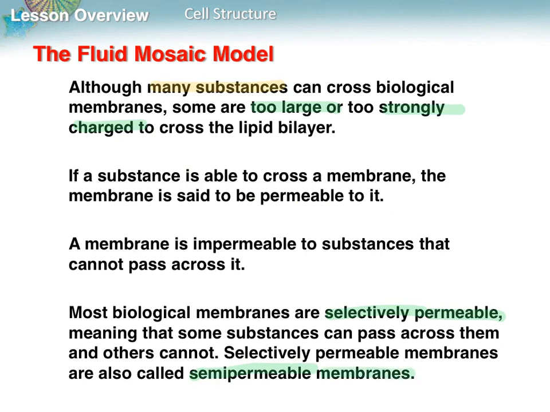So for a cell membrane, we want to remember that it has a fluid mosaic model. That's its structure, and it is semi or selectively permeable, meaning some things can go across it and some things cannot.